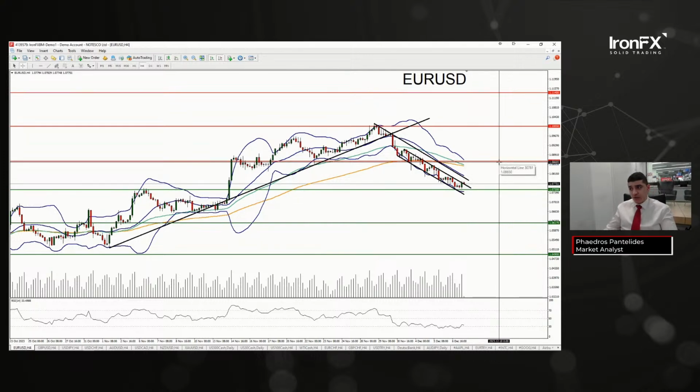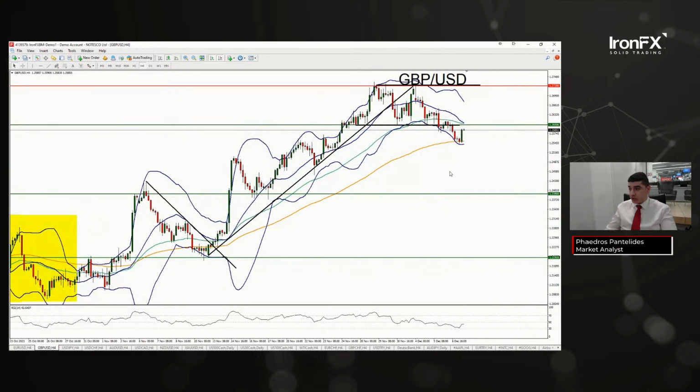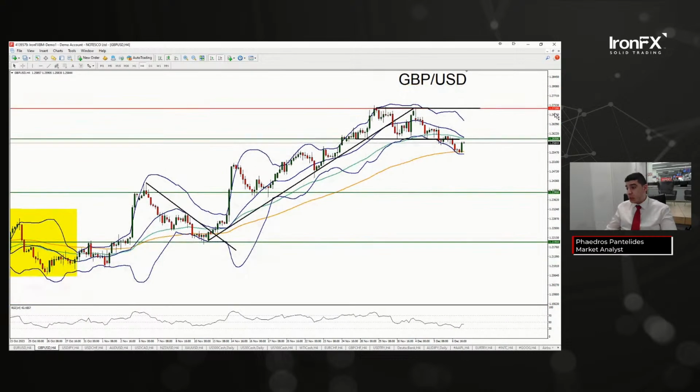So for a sideways bias, S1 and R1 remaining confined. For a bullish outlook for the euro, it would simply have to break above R1 at 1.08650. But for now, from a technical and a fundamental point of view, for the euro against the dollar, we would maintain a bearish outlook with the next target being S1, 1.0750, and then 1.06170.